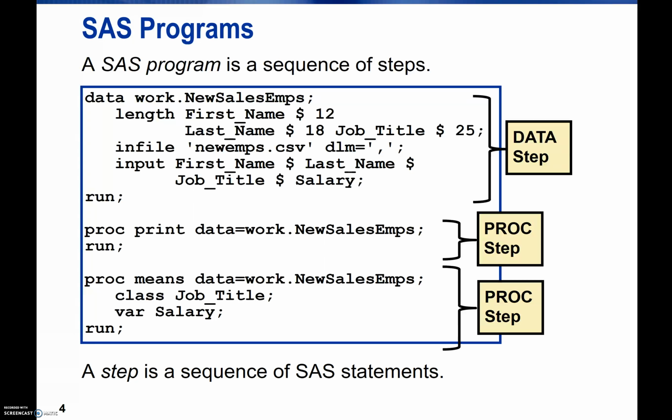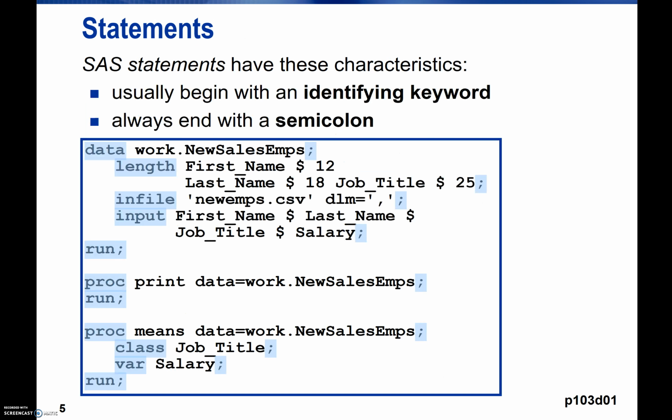So we're going to be able to identify, just like we did before, that there are data steps and proc steps within any SAS program. It's just a sequence of steps, and those steps may be data steps or they could be proc steps. And a step is composed of a sequence of statements. Notice that there's a certain type of structure with each of these. For example, there is an identifying keyword. So for example, data is an identifying keyword. And at the end of that phrase beginning with an identifying keyword, there's a semicolon to end it.